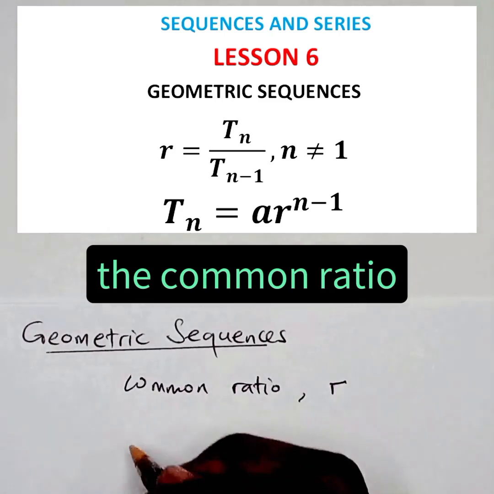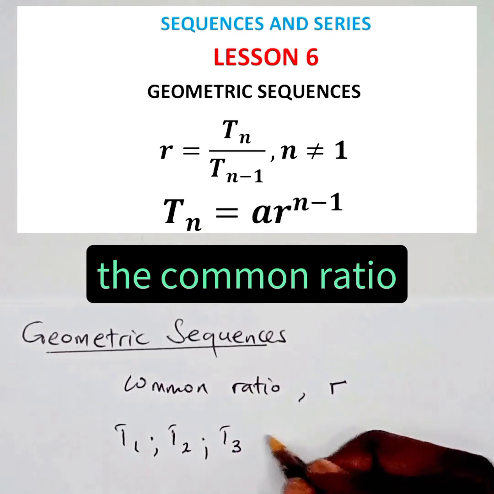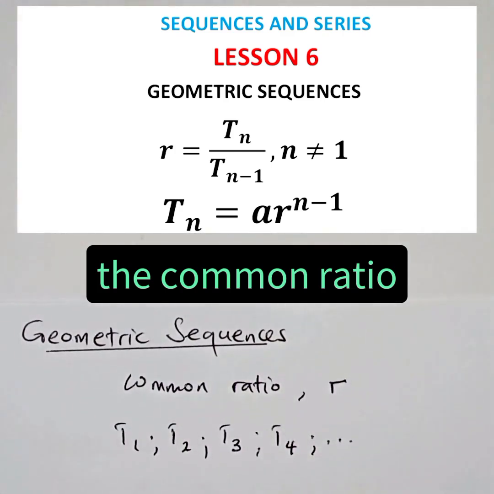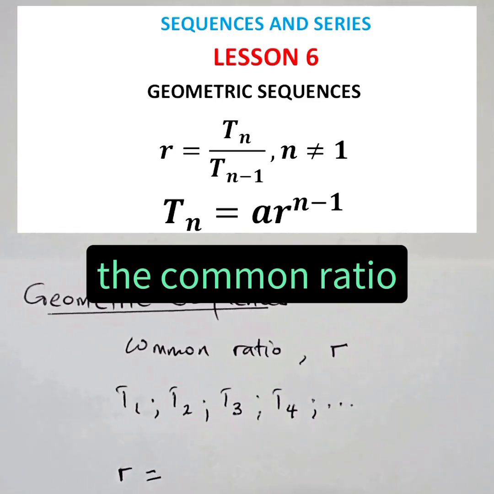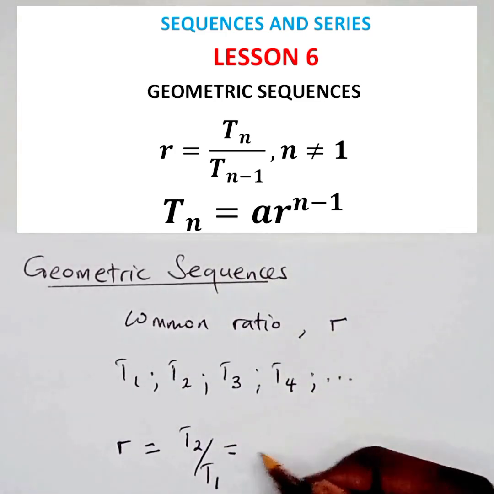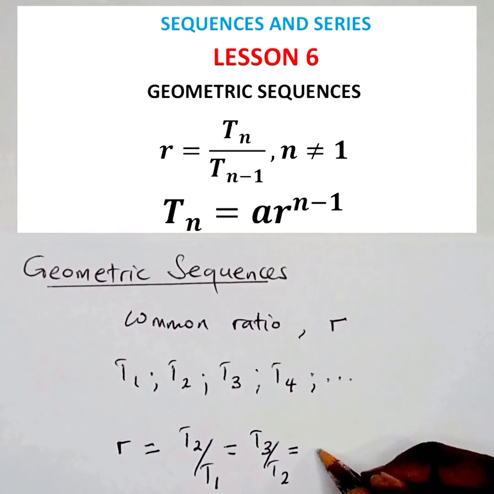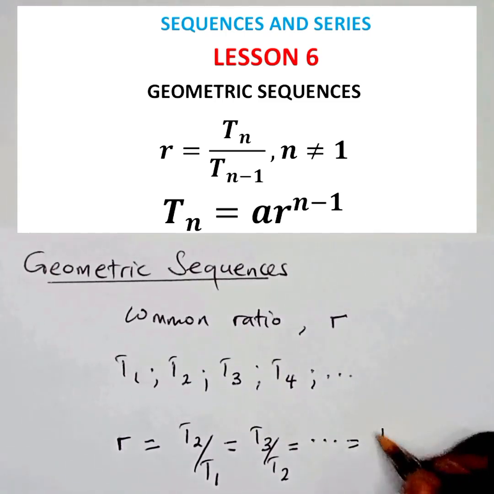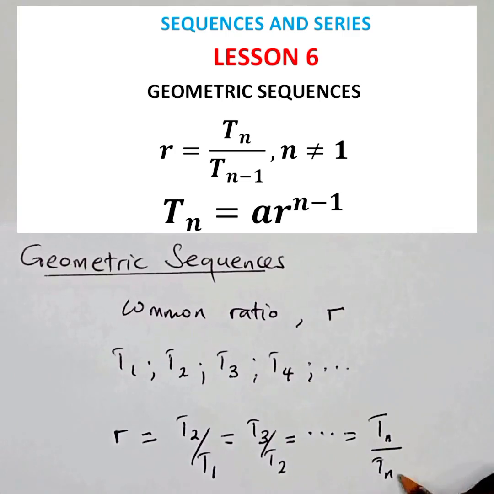Suppose we have a sequence T1, T2, T3, T4, going on and on. The common ratio r is given by r is equal to T2 divided by T1, which is the same thing as saying T3 divided by T2, and so on for all the terms up to Tn divided by Tn minus 1.